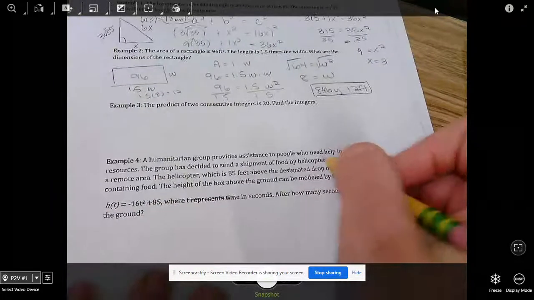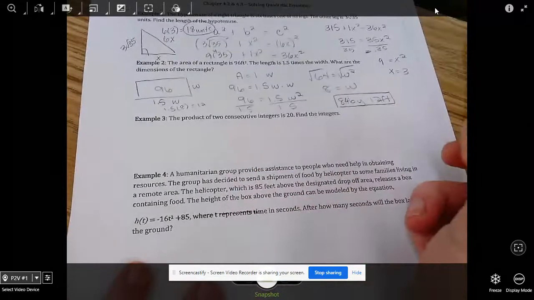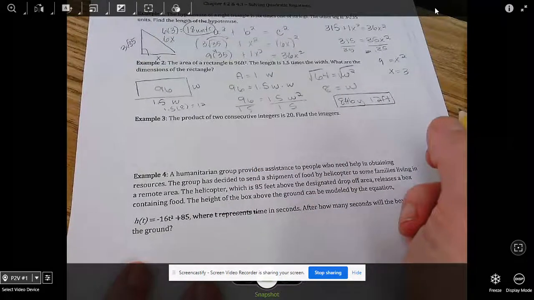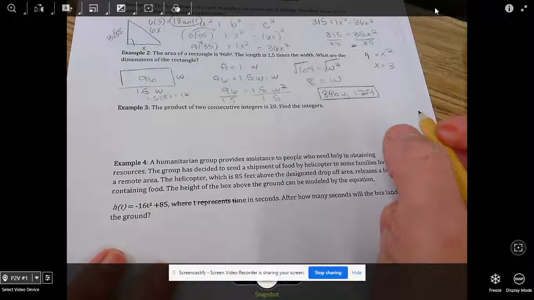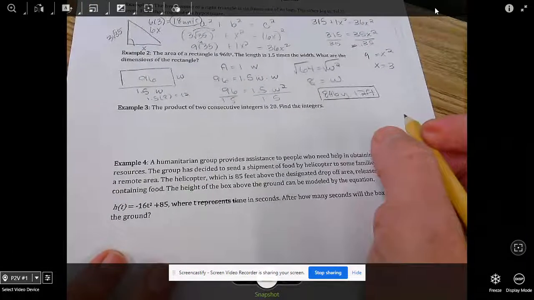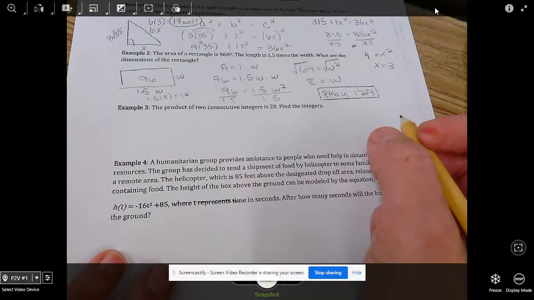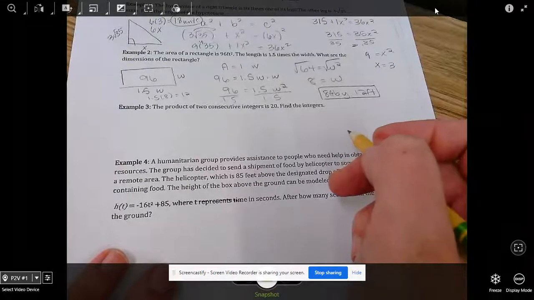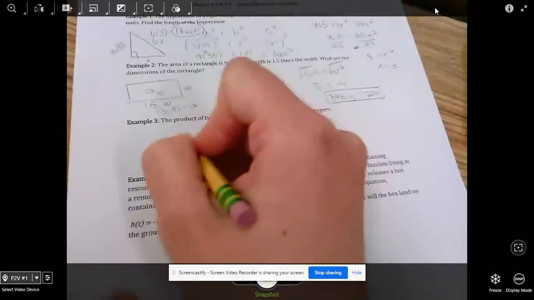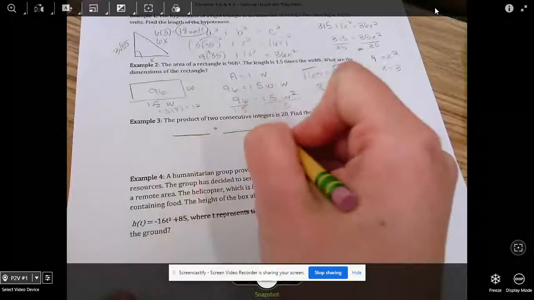This one says the product of two consecutive integers is 20. Find the integers. And usually in class, I have a ton of kids raising their hand, and they're like, it's 4 and 5. And I'm like, you're wrong. And they go, huh? You're partially right. The product of two consecutive integers is 20.